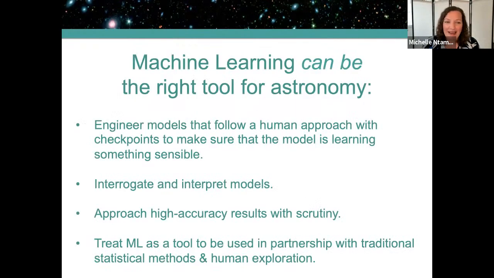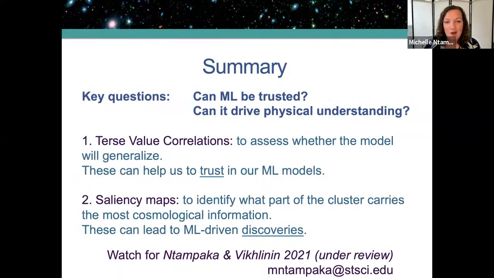I think that it can be if we engineer models that follow a human approach with checkpoints to make sure that the model is learning something sensible. If we interrogate and interpret our models. If we approach high accuracy results with scrutiny. And if we treat machine learning as a tool to be used in partnership with traditional statistical methods and human exploration. I'll put a summary of the key questions and the ways we addressed them here.